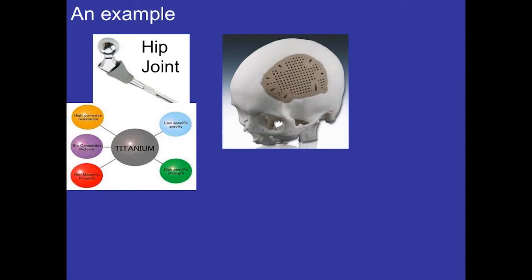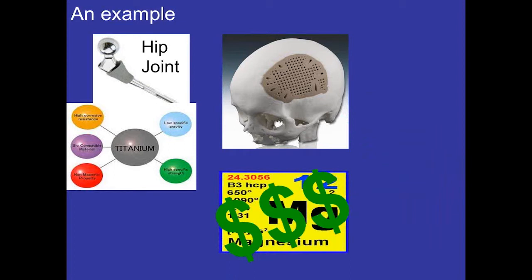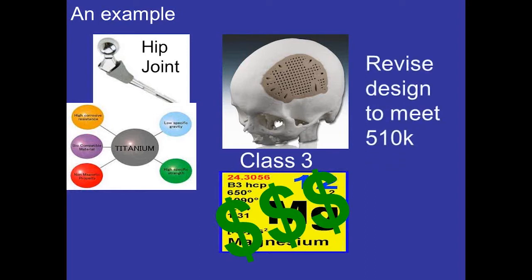However, let's say you want to make a plate, for example, here for the cranium or the skull, and you want to make it out of magnesium. Now, there are a lot of great reasons to make a plate out of magnesium. The only issue is it's going to cost you a lot of money. Why? Because magnesium has no track record, and hence it's going to cause you to go through that higher regulation.